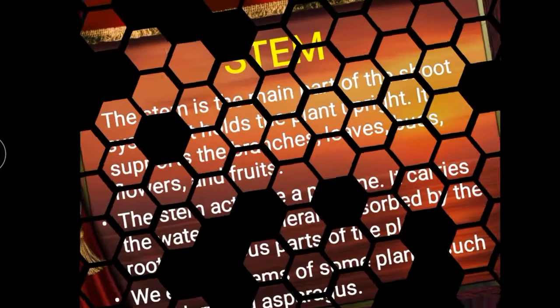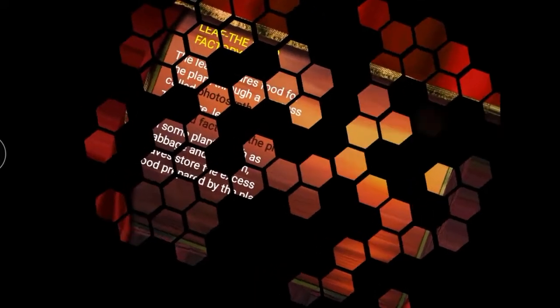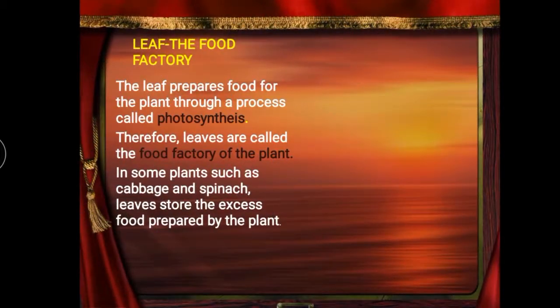The next one, leaf. Leaf, the food factory. Why is it called the food factory? The leaf is the place where the food is prepared for the plant. We need food for our growth, right? We need food for our living. Likewise, food is essential for the plant. So the leaf will prepare the food for the plant through a process called photosynthesis.